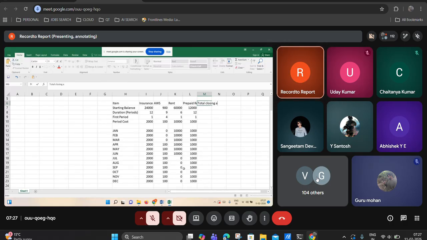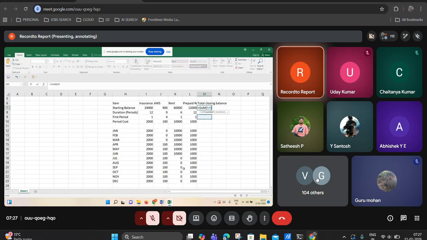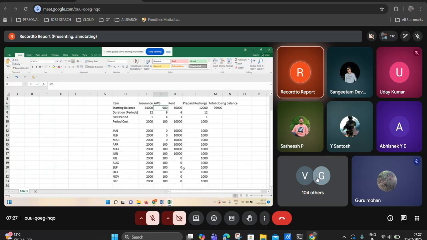Closing balance. What is the total amount paid at the year starting? 96,900, which is paid for insurance 24,000, AWS, rent, and prepaid recharge. Here I have taken 4 to 5 examples, but in real time companies will have 30 to 40 prepayments. All the prepayments are maintained in the schedule in the same way. For the entire year, they will prepare the schedule of prepayments made.